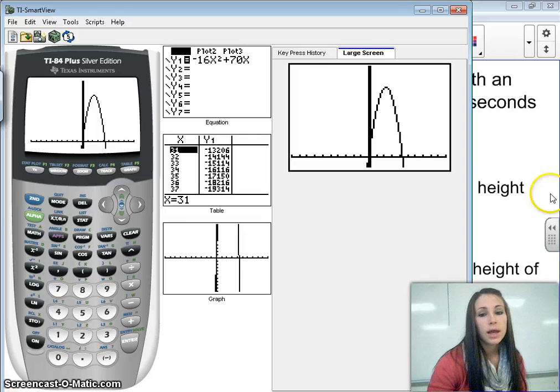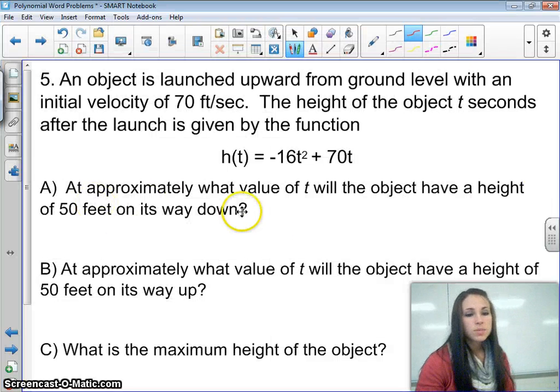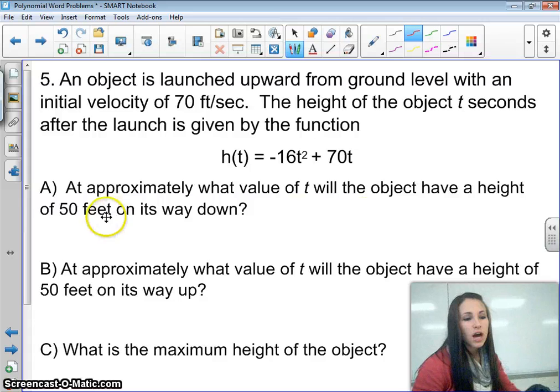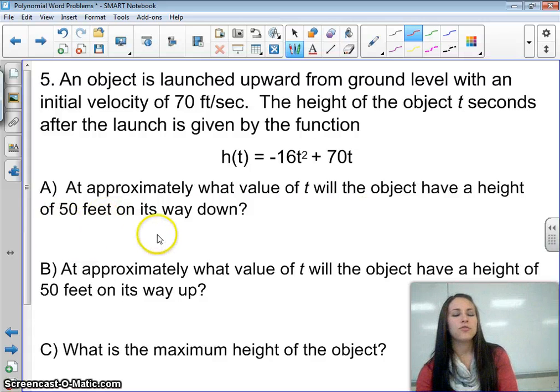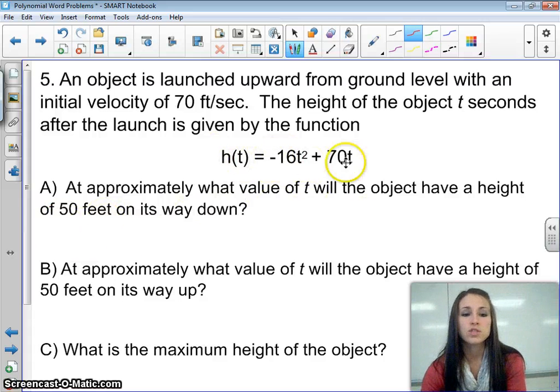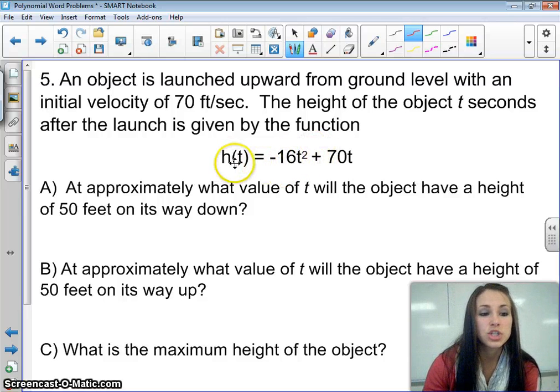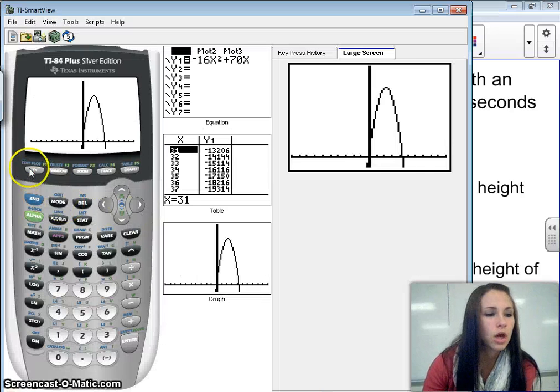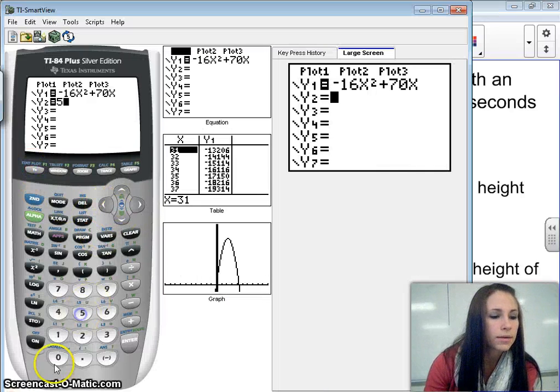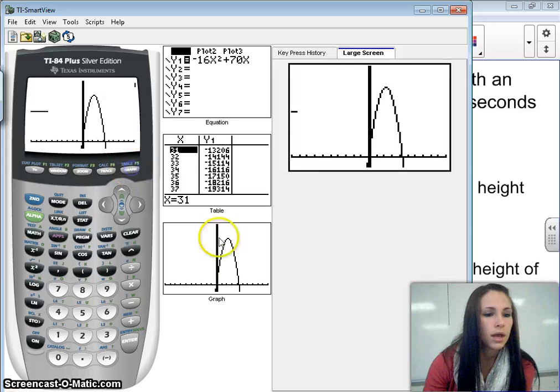There we are. Now, it says at approximately what value of t will the object have a height of 50 feet? So if we think about this function in terms of x and y, t is like my x and h is like my y. So they're giving us a y value, a height value here of 50. And so what I'm going to do is plug that 50 into y2 and graph it.